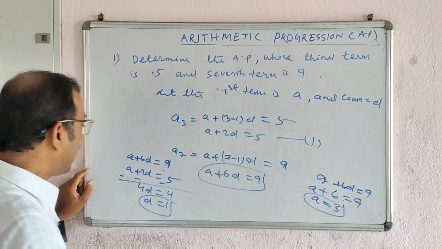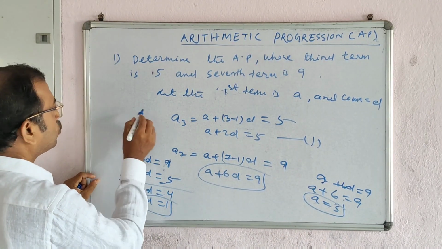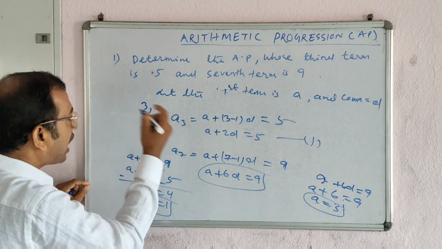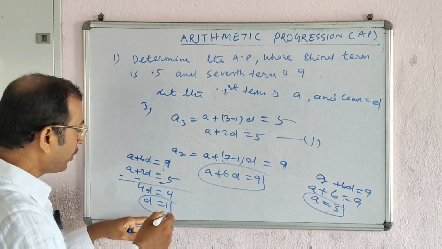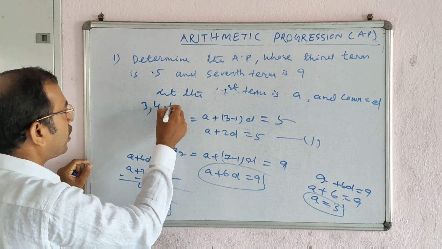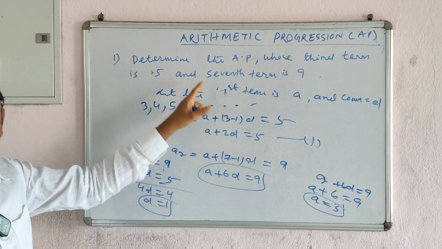So first term and common difference we get, then you have to find the AP. तो AP means series, आपको series बनाना है. तो first term is 3, just add the common difference. Common difference is 1, second term क्या 3 plus 1 is 4, next 4 plus 1 is 5, 5 plus 1 is 6, dot dot dot. So this is the final answer.